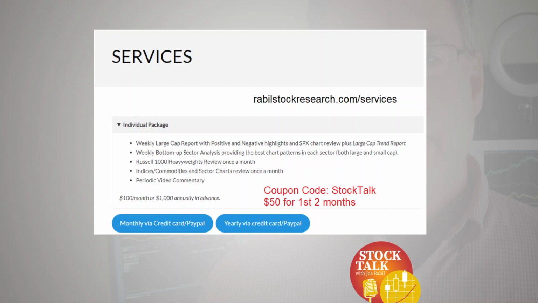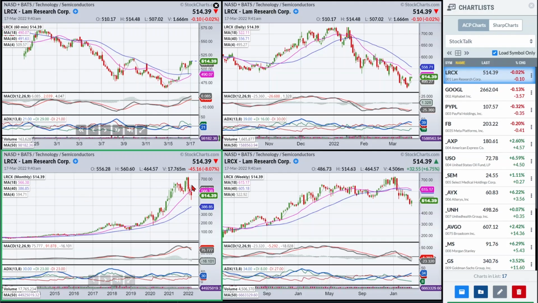Let's go ahead and get into the stocks now. As we get into the stocks, I'm going to start with Lam Research and go through Google as well. I'm doing it with an hourly in the upper left for the first few, and then I'm going to switch over to my standard grid with the weekly and the RS in the upper left.